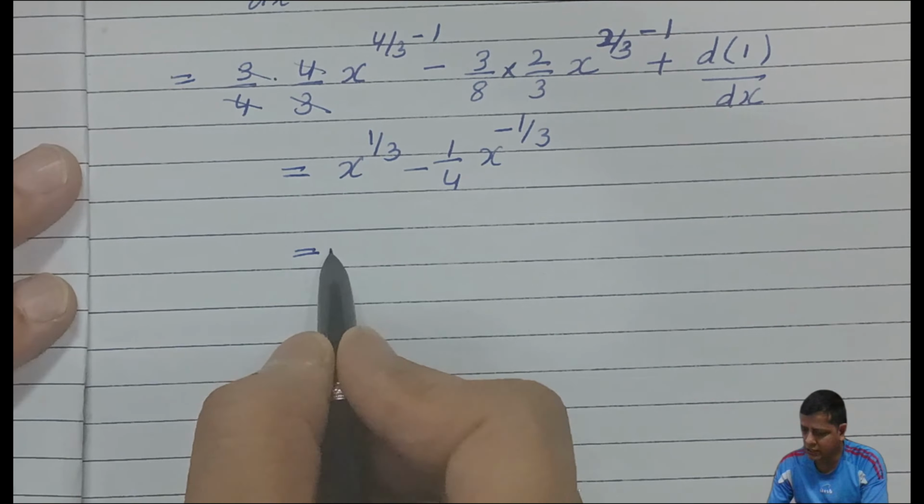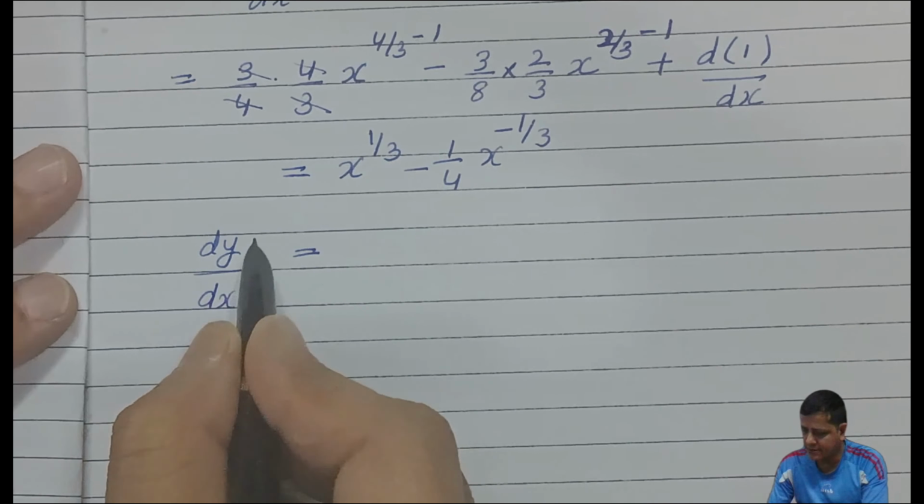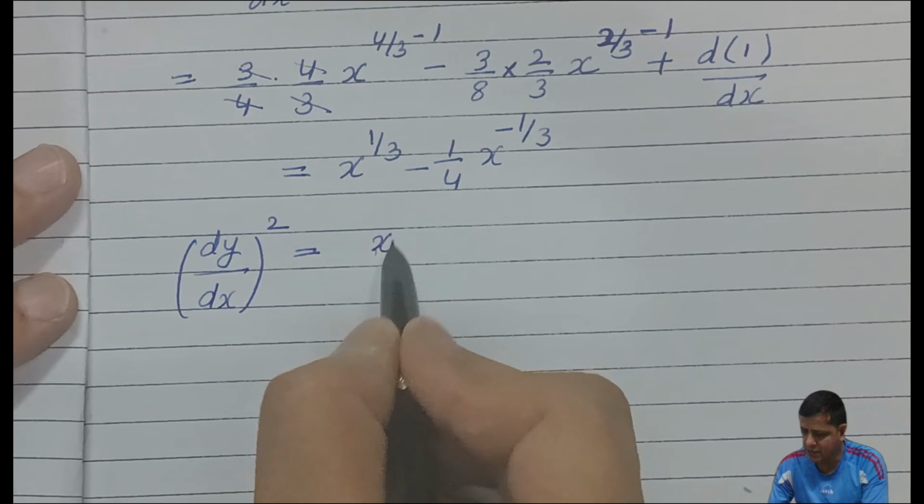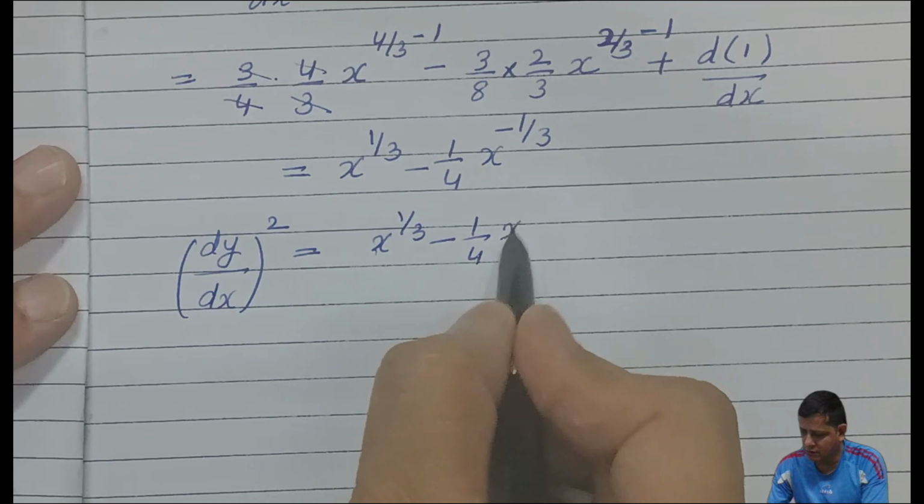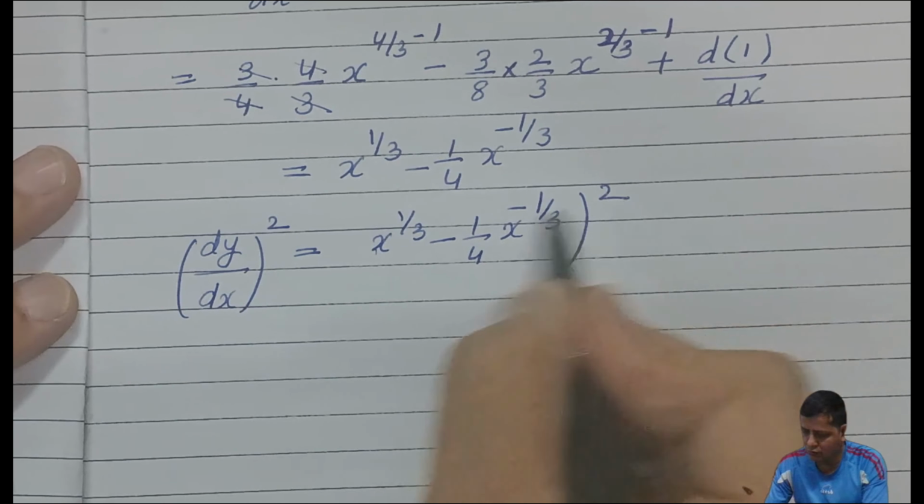So let's simplify further and write dy by dx as a whole. We need this squared, so we can make the whole thing square now: x to the power of 1 by 3 minus 1 by 4 x to the power of minus 1 by 3, whole squared.